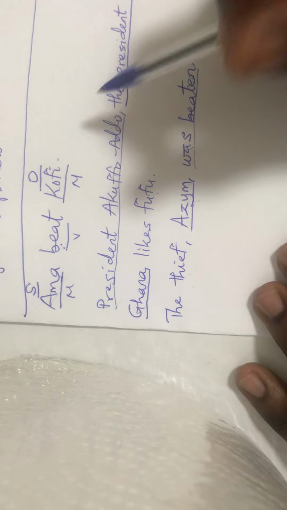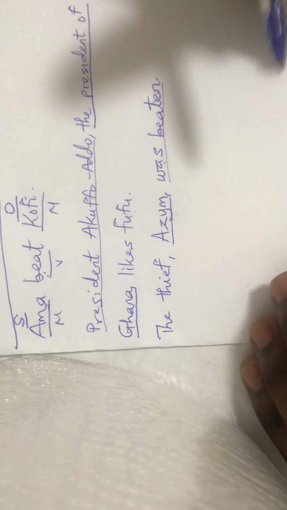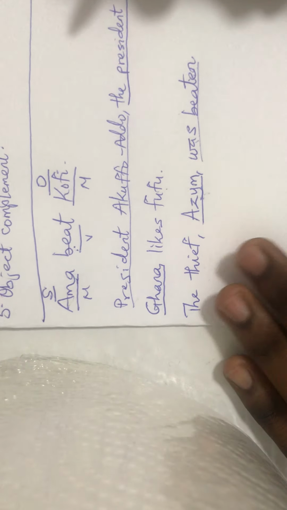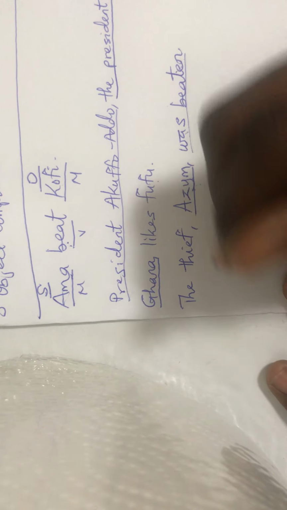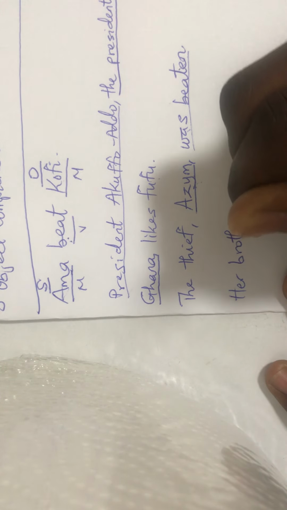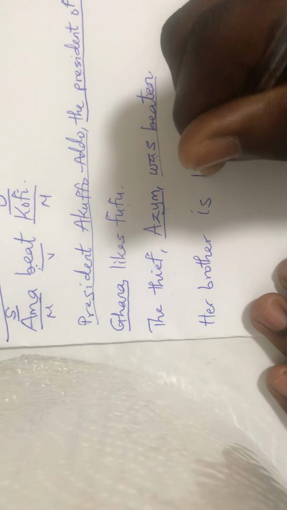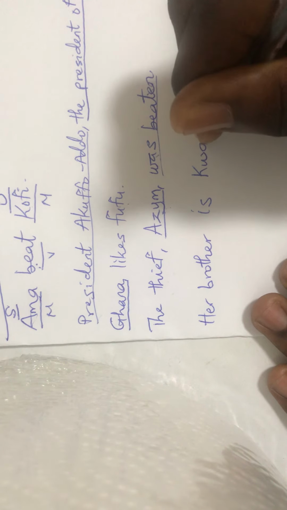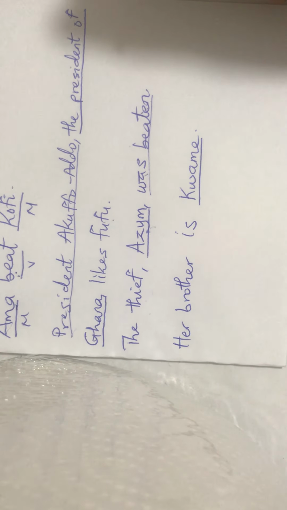Alright. So now we've dealt with subject, we've dealt with object, and we've dealt with appositive as well. So, subject complement. Her brother is Kwame. Right? So now Kwame becomes our subject complement.